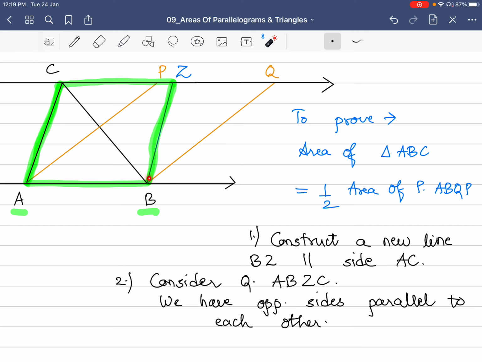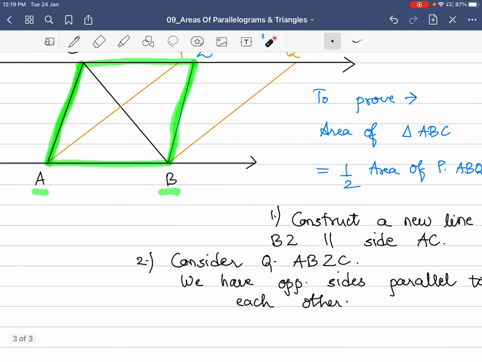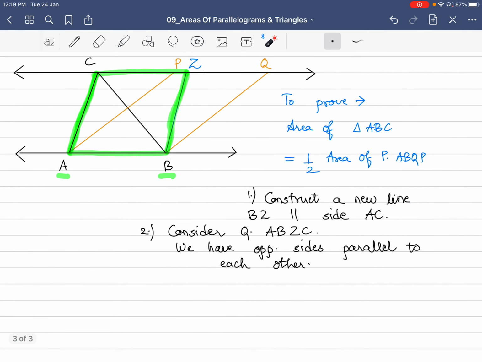And then we have intentionally created BZ parallel to AC. So opposite sides of this quadrilateral are parallel to each other, and thus this is an important condition to prove that any quadrilateral will be a parallelogram. So we can very confidently say that the quadrilateral that is highlighted here is a parallelogram. So let's zoom out and continue.